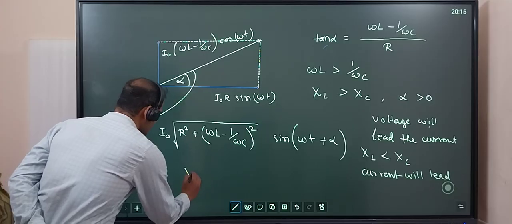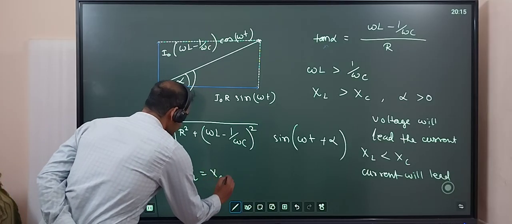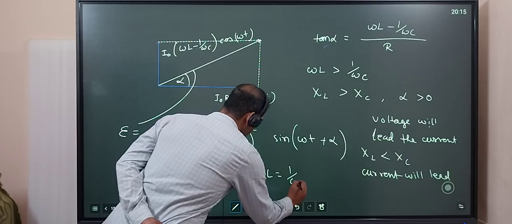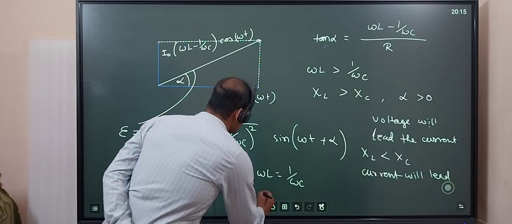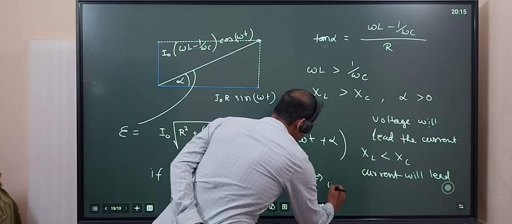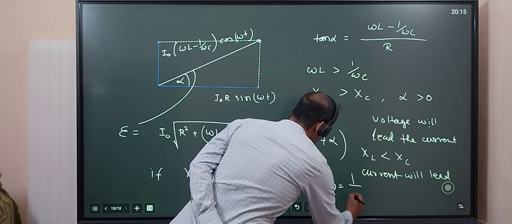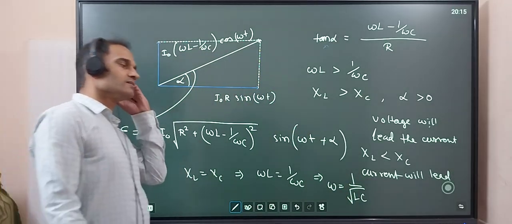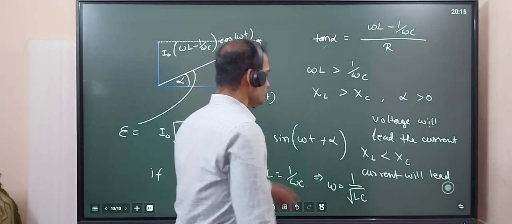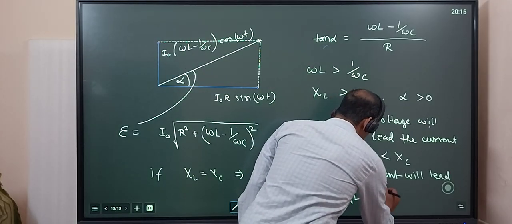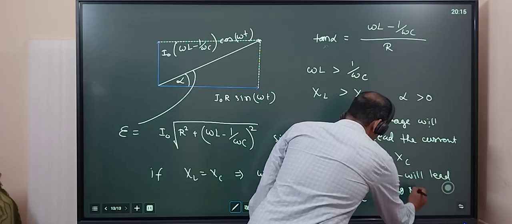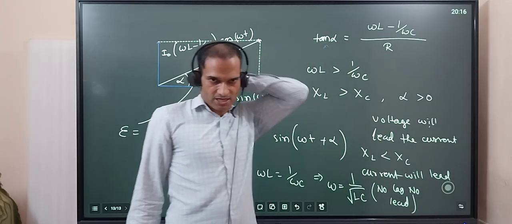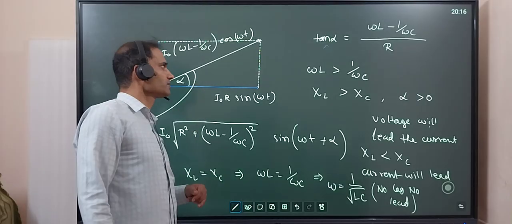If XL is equal to XC, that means omega L is equal to 1 by omega C, and omega is 1 by root LC. Okay, here no lag, no lead, okay. This is a special case, and this is the case of resonance. We will discuss it later.